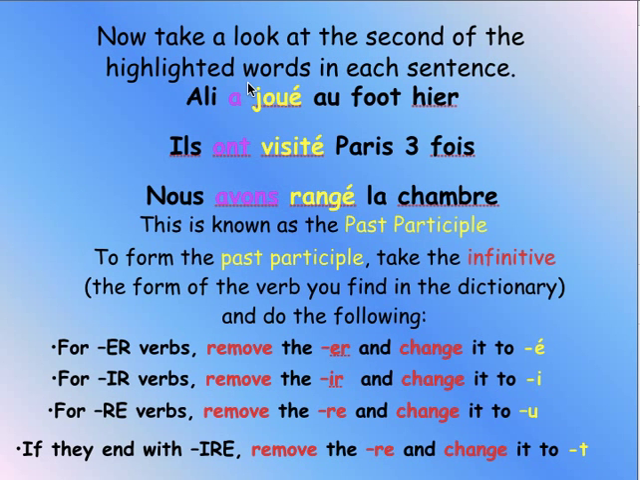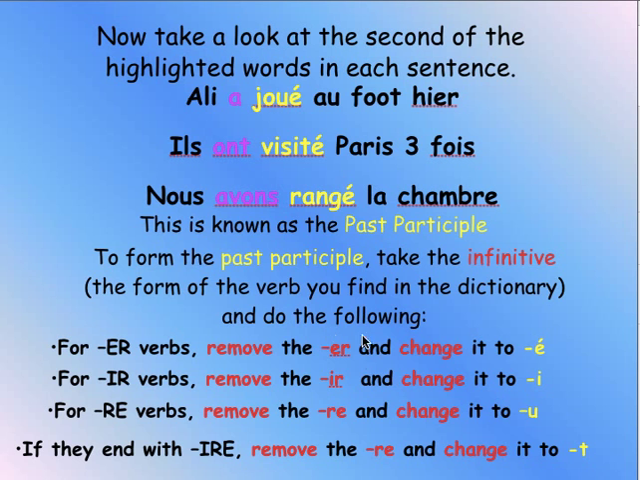Now take a look at the second of the highlighted words in each sentence. That's these ones down here. Now, this is known as the past participle. To form the past participle, take the infinitive, that's the form of the verb you find in the dictionary, and do the following.